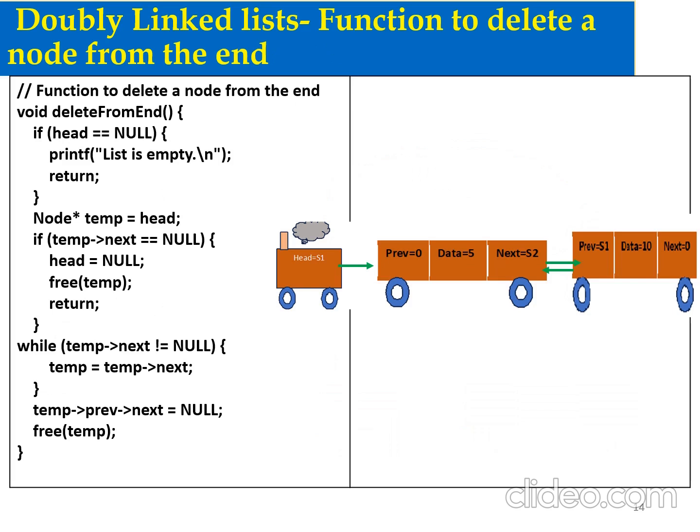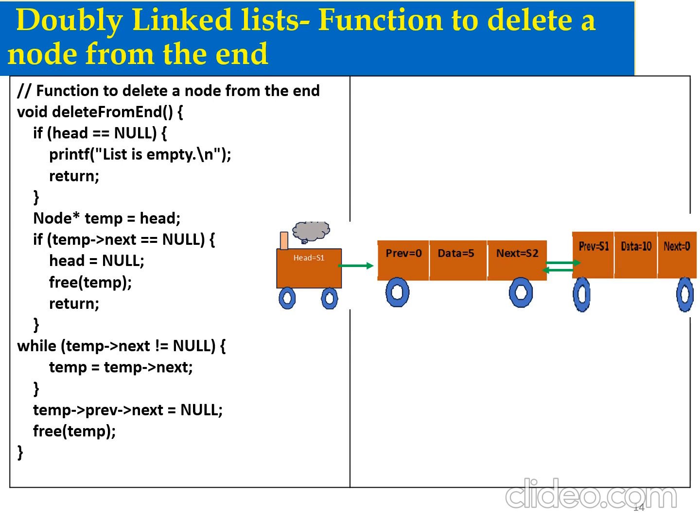Then the function to delete a node from the end. Here if you want to delete a node from the end, first of all you should start moving from the engine, then move to the first compartment, then the second compartment and so on until you find the last compartment. And how do you identify the last compartment? The last compartment will not carry any address. Next of that last compartment will be 0, which means there is no other compartment after that. So that is why in this window next is equal to 0.